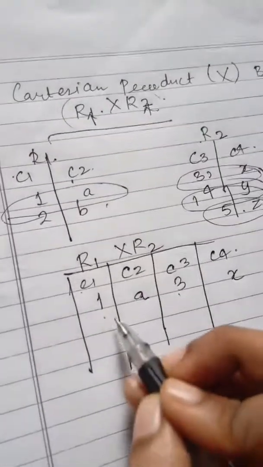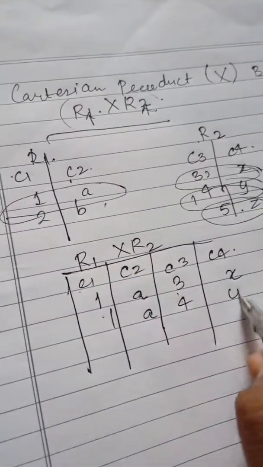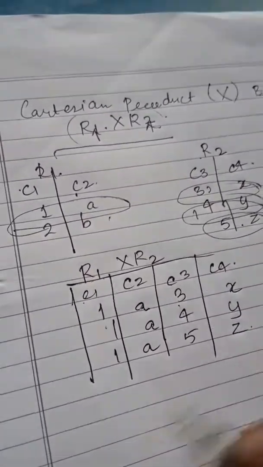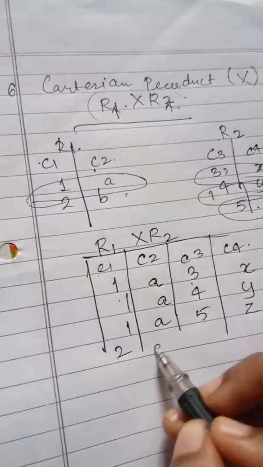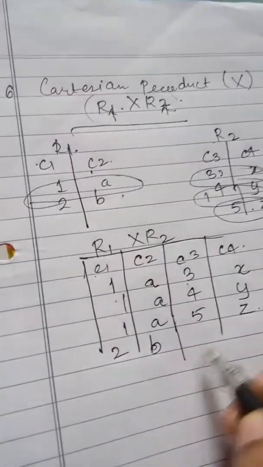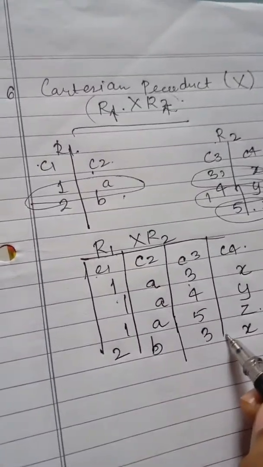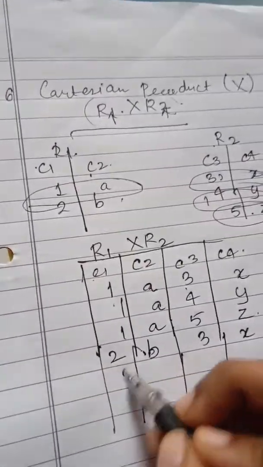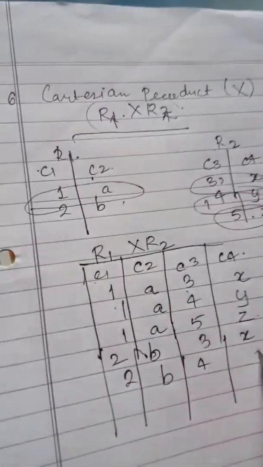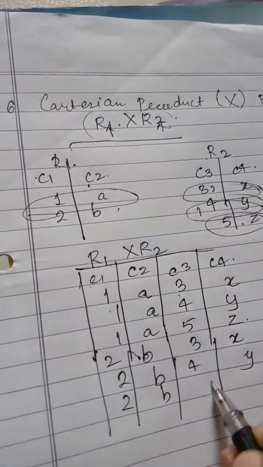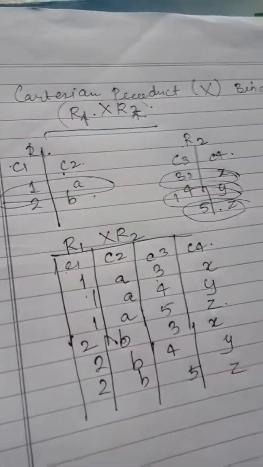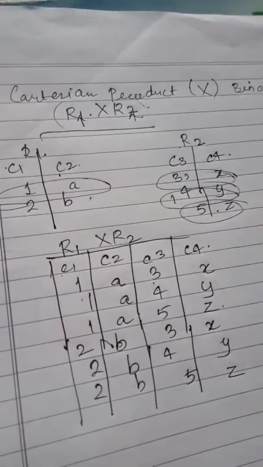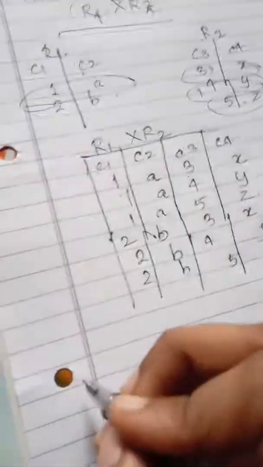So 1a with 3x, 1a with 4y, and 1a with 5z. Then again the second row, 2b with 3x, 2b with 4y, and 2b with 5z. So in this way we will get the Cartesian product.